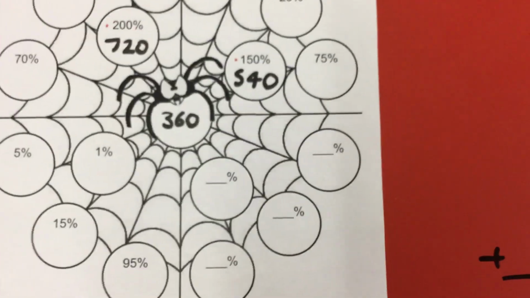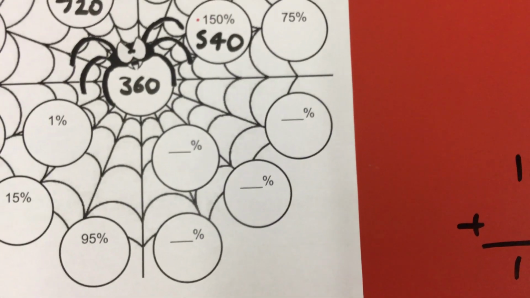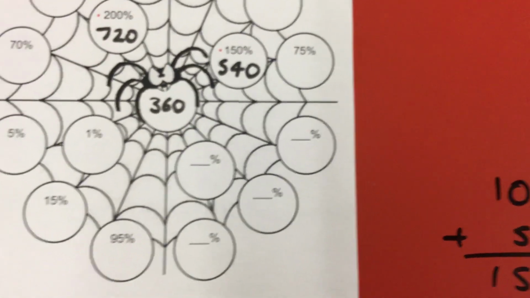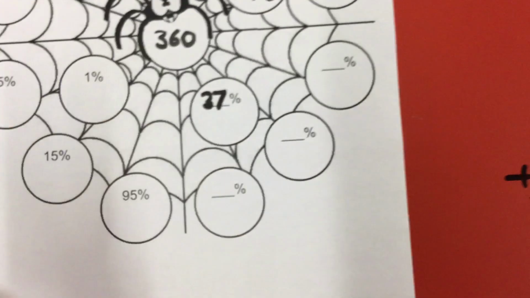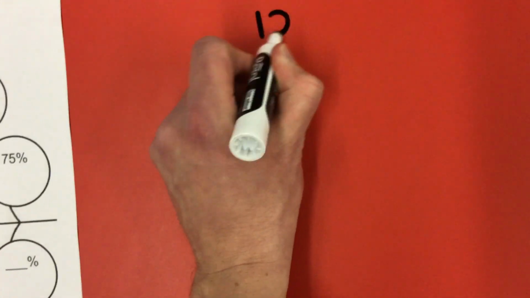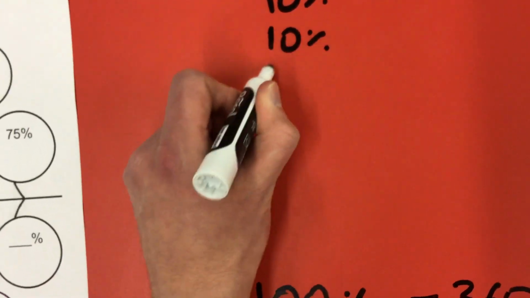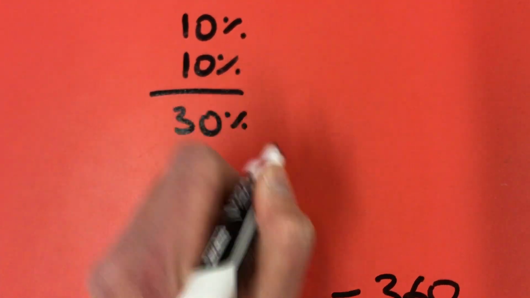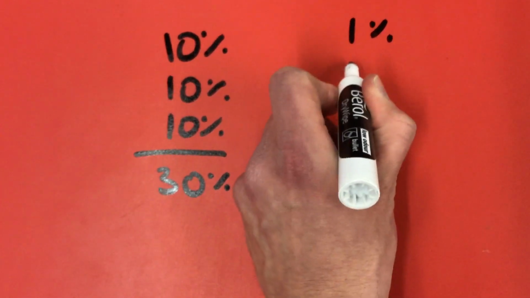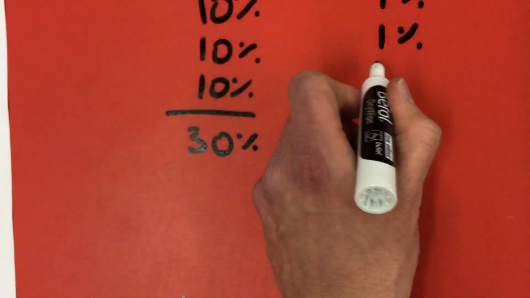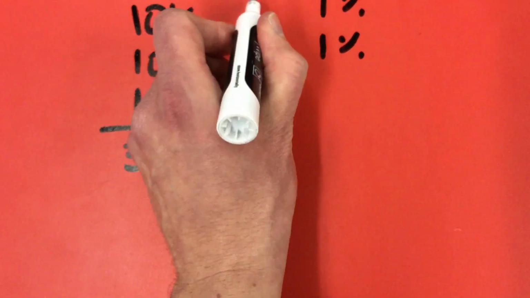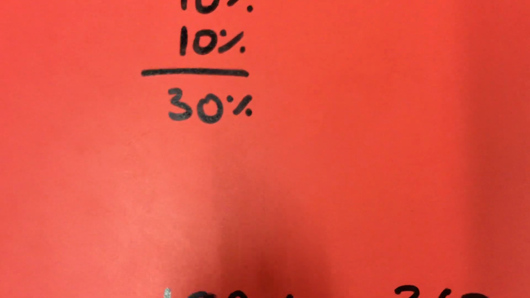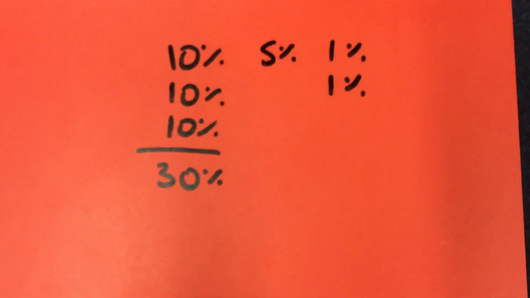Now what you could do with these ones here is challenge yourself. You could pick a really obscure one like 37% is a nice obscure. Now how could we make 37%? Well, we could have 10%, 10%, 10% to make 30%. And then we could have 1% and 1%. Keep going until you reach 7%, or you could have 5%. If you've got 10, 10, 10, 5, 1 and 1, that will get you to 37%.